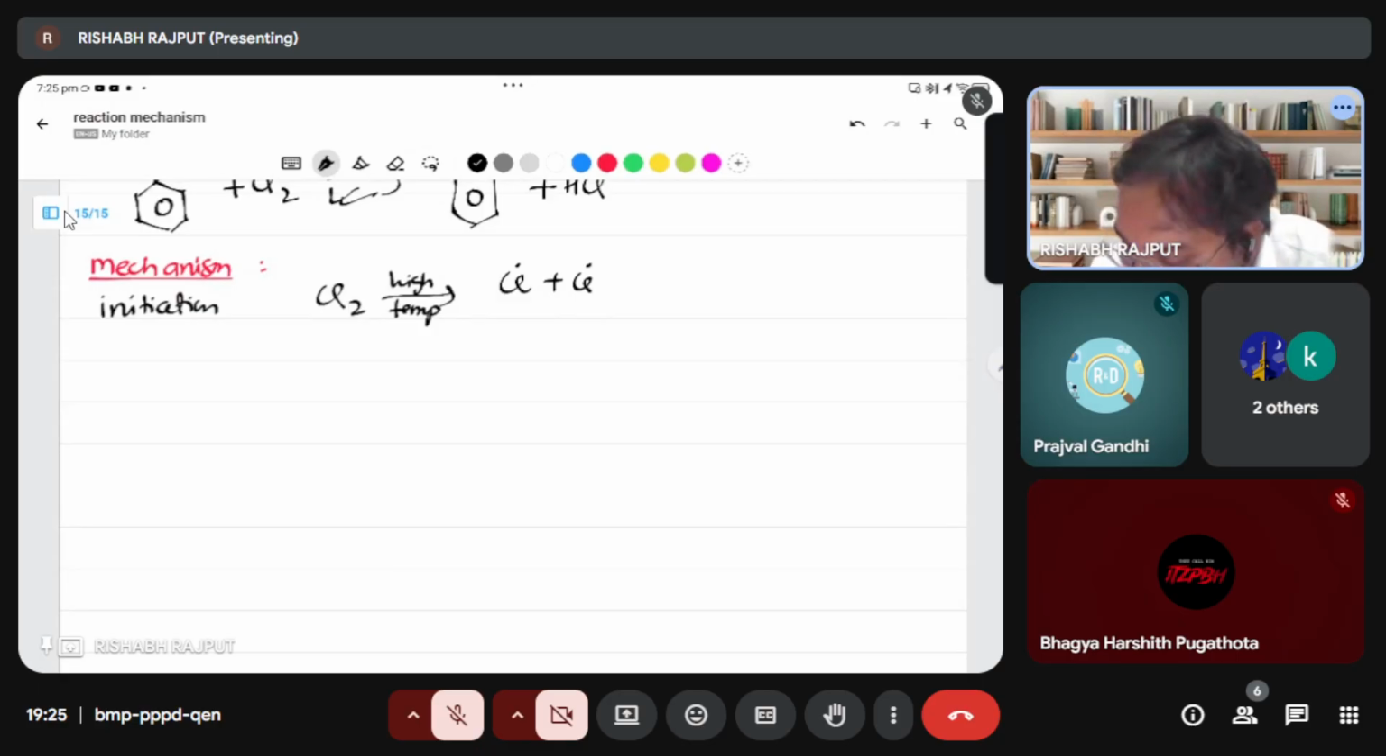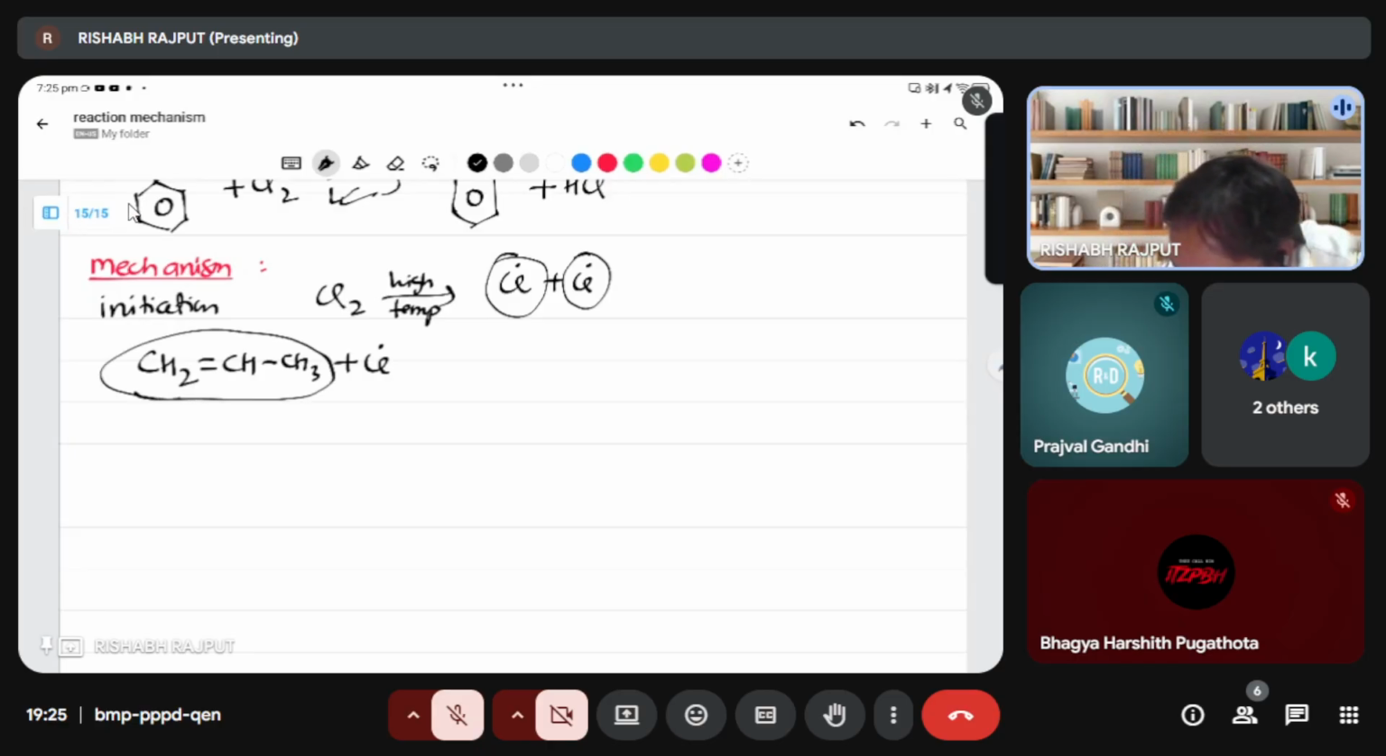Okay. If you have chlorine at high temperature, the chlorine will make free radical chlorine. And this free radical chlorine is very reactive, so it will go to the compound. I will take propane here: CH2=CH-CH3 plus the free radical chlorine will come to this propene. I am taking propene here. So this chlorine free radical will take one hydrogen from this compound.